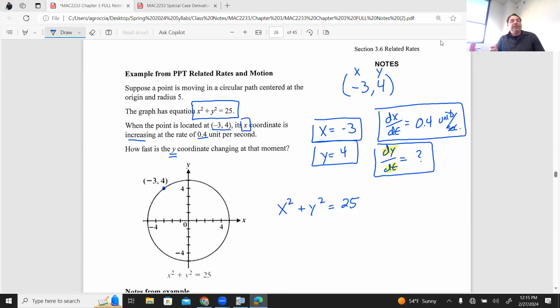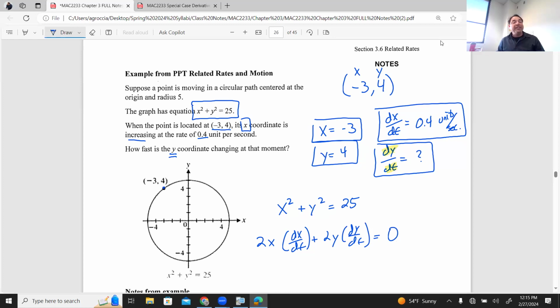So what was given to you was X is -3, Y is 4, dx over dt was 0.4 units per second, and we don't know how Y is changing. We don't know dy over dt. So we have the first equation, but now we need the second equation. So the derivative of x squared is 2x dx over dt. The derivative of y squared is 2y dy over dt. And the derivative of 25 is 0. Anything times 0 is 0, so we're left with just that.